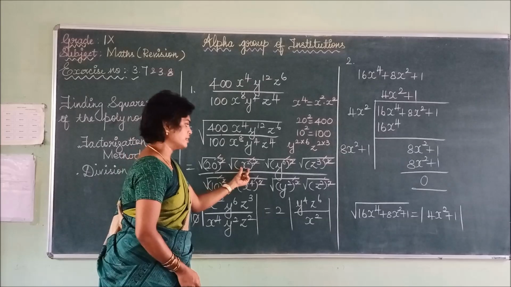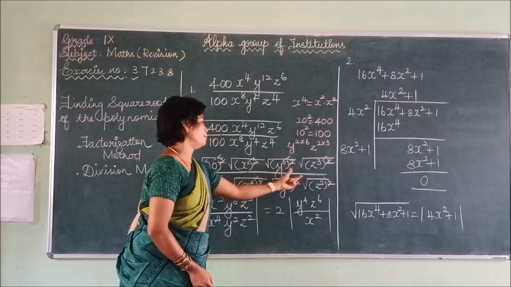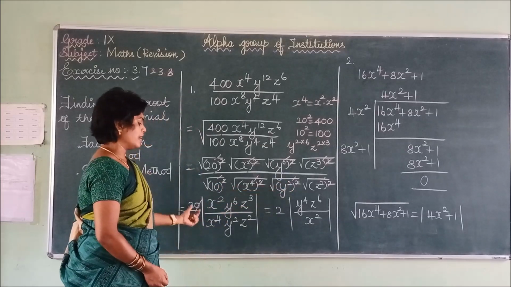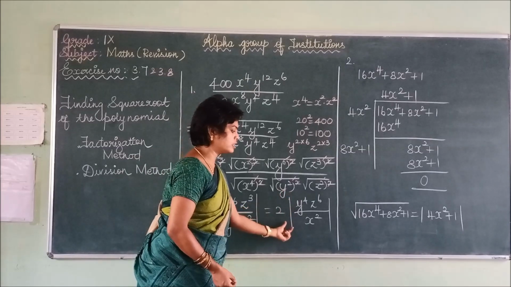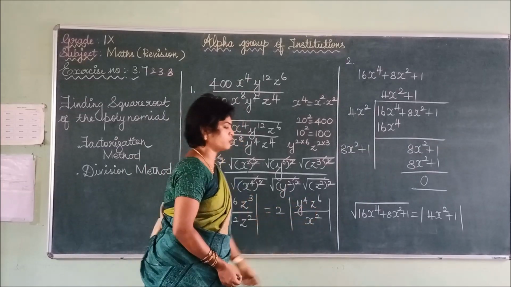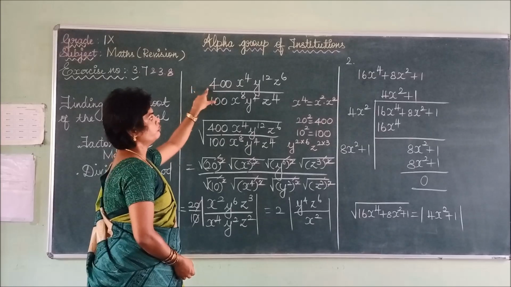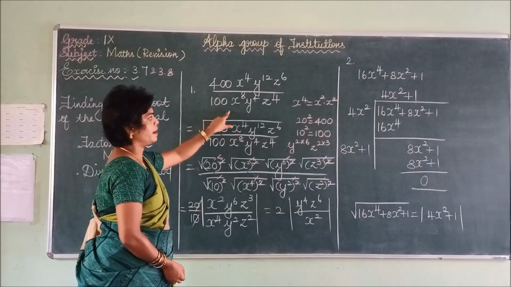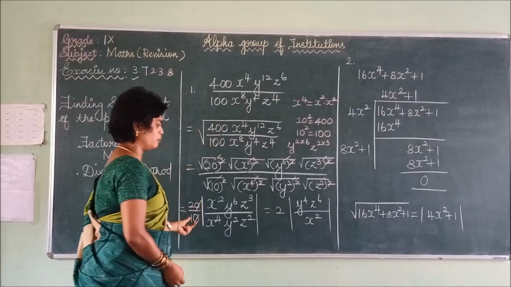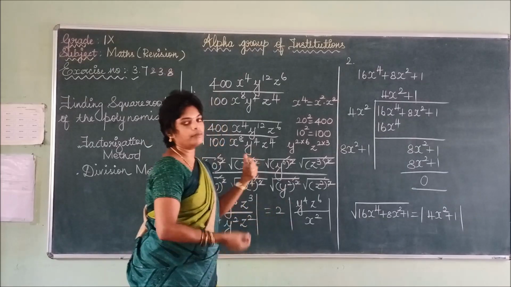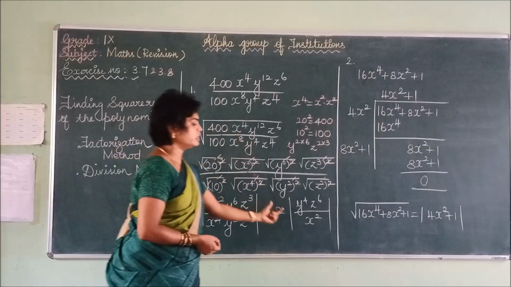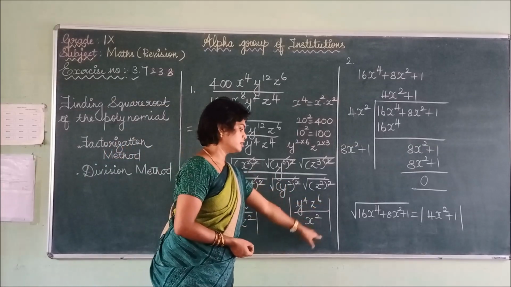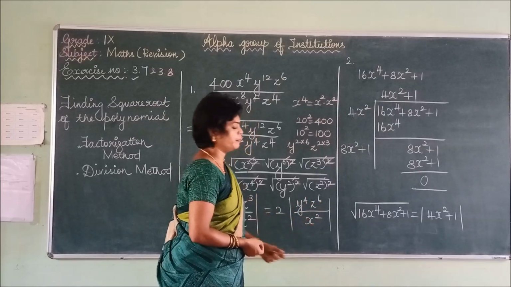So what are the remaining terms? X square, y power 6, z power 3 divided by x power 4, y square, z square. So cancelling this we get 2 modulus of y power 4 z power 6 by x square. So if you take the square root of 400 x power 4 y power 2 z power 6 divided by 100 x power 8 y power 4 z power 4, you have to take the numerical term outside of the modulus. Taking square root means for the answer you have to compulsorily put the modulus symbol. Modulus symbol is this one: y power 4 z power 6 divided by x square.